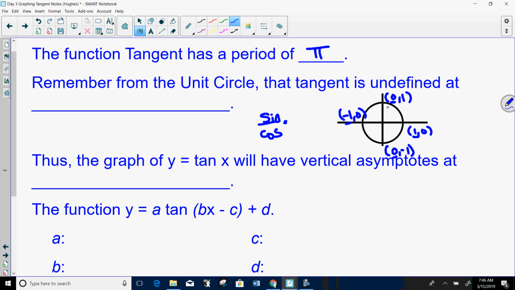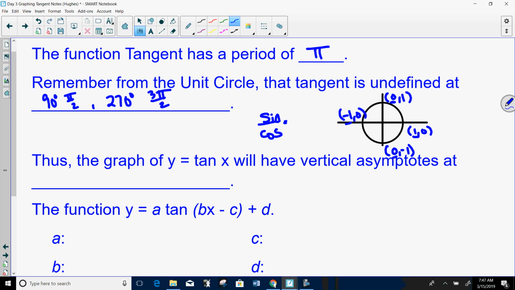The only place that cosine would be 0 would be at 90 degrees or 270 degrees. So we know that it's 90 degrees, or pi over 2. Then it would also be 180 degrees, or pi. So tangent is undefined at 90 degrees, 180 degrees, and it's actually going to be, that's not correct, that's not 180 degrees, that's 270 degrees. Wow, glad I caught that. 270 degrees, or 3 pi over 2.